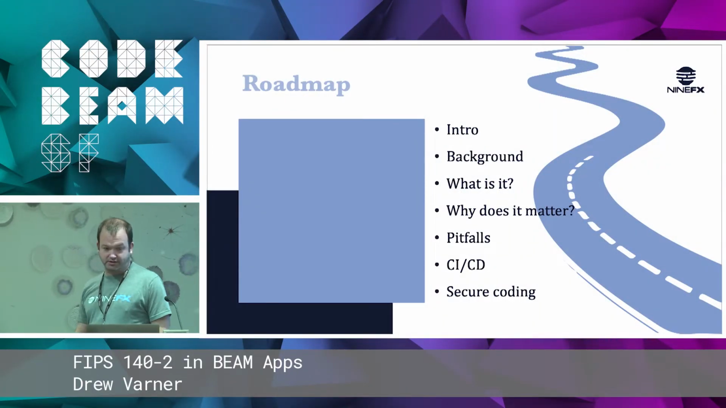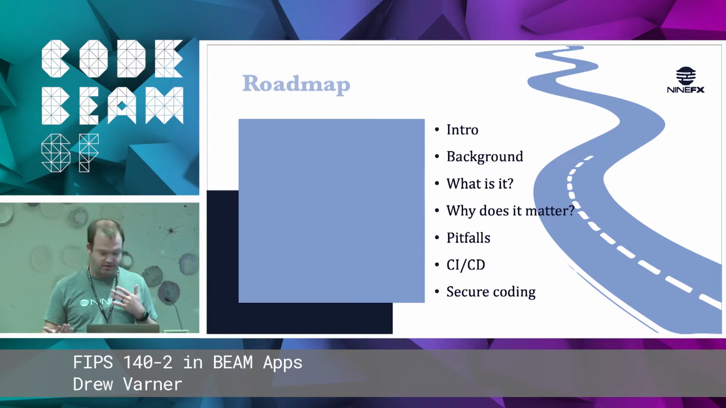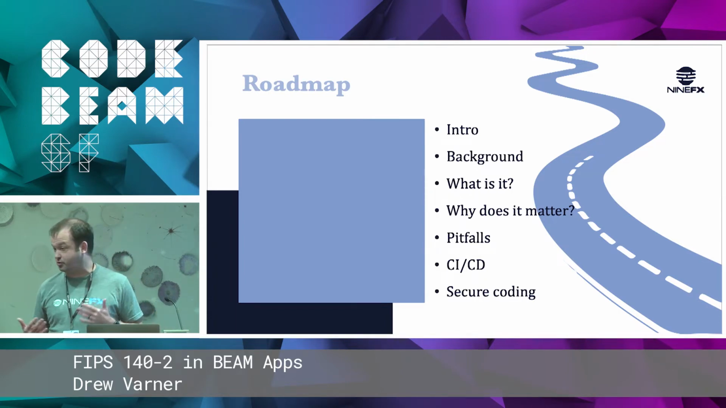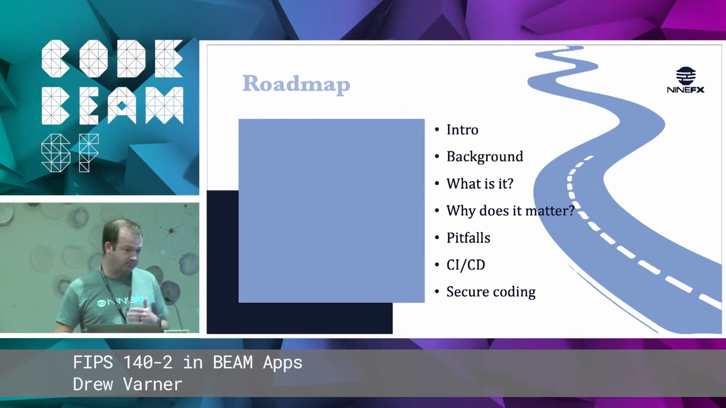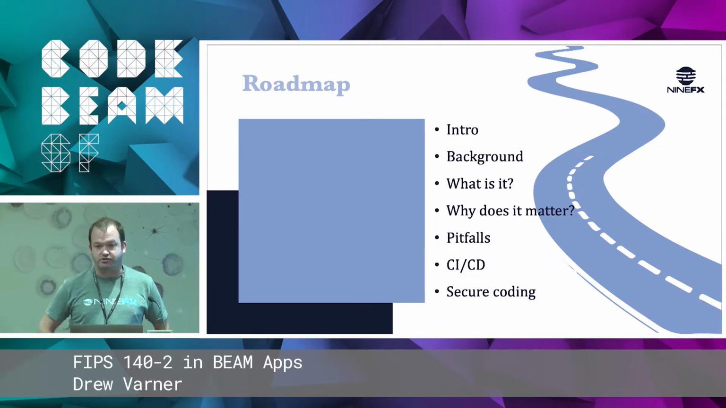All right, this is where we're headed. Intro, background, me, FIPS. We'll talk about what FIPS 142 is and what it isn't, why you might be interested in it, and then we'll look at pitfalls in terms of implementation, how to integrate it into a continuous integration or continuous deployment environment, and then finally we'll wrap up with some secure coding gotchas around BEAM languages.